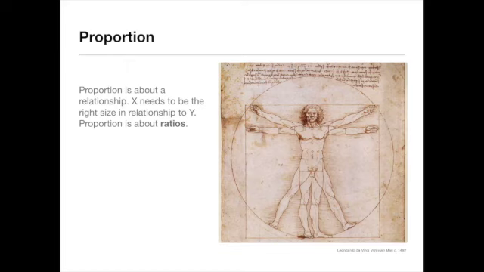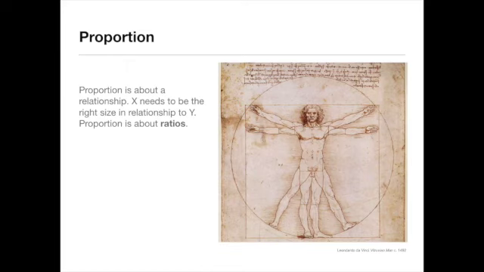Okay. So once we have this understanding of size figured out, then we need to start thinking about concepts of proportion. And proportion is all about relationships, right? When we say something is proportionate, we mean that object X needs to be the right size in relationship to object Y. Basically we're establishing various ratios.